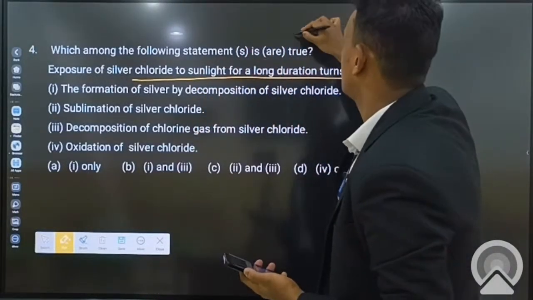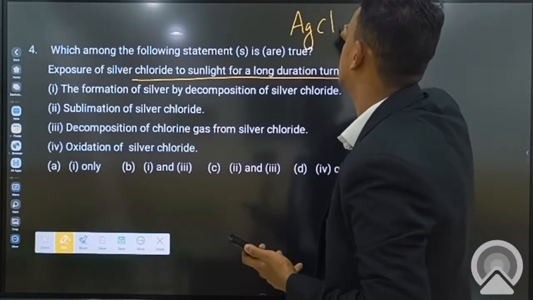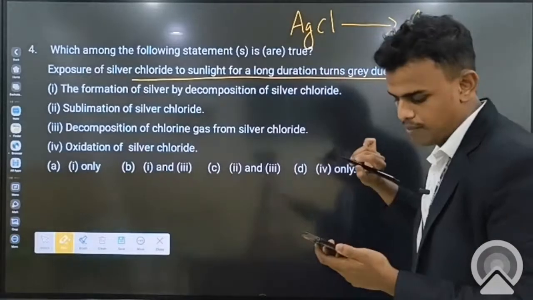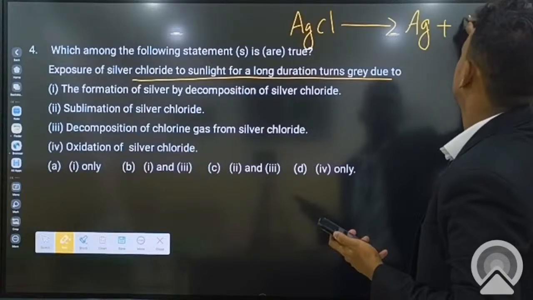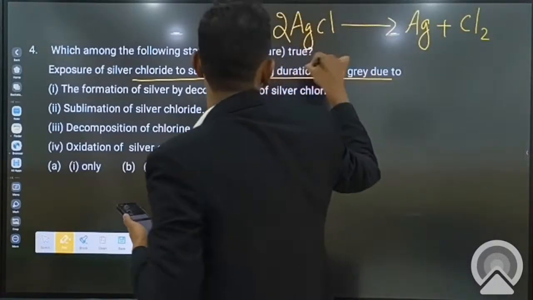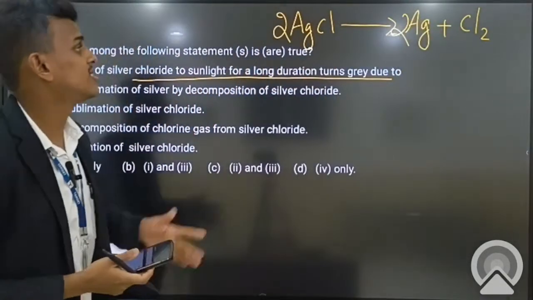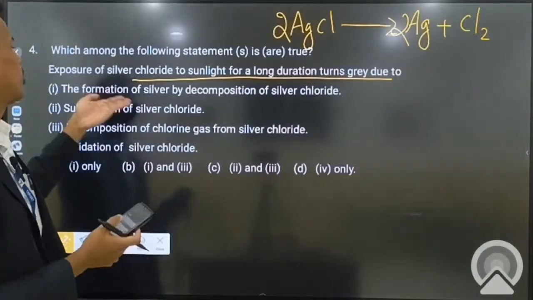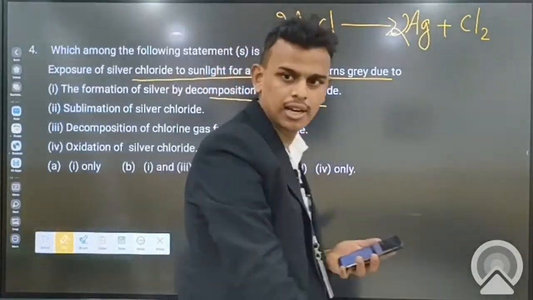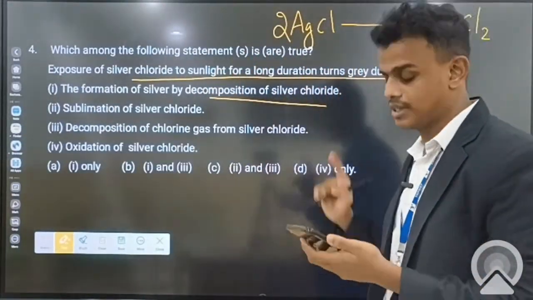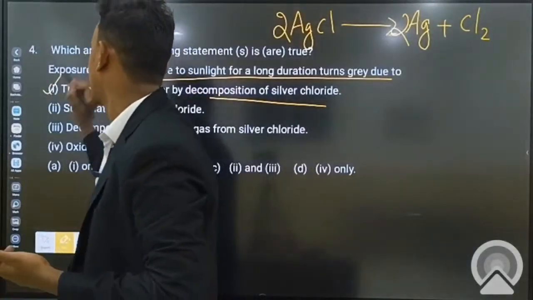Okay, you can write the equation. AgCl is there. In the presence of sunlight, it decomposes like this. So you can see the formation of silver by decomposition of silver chloride. So that's one of the correct statements. Okay, so this is correct.